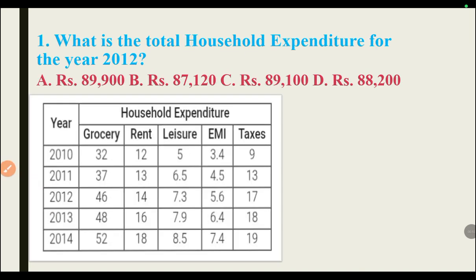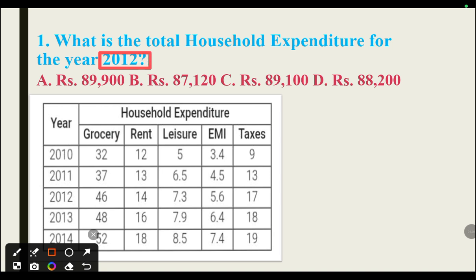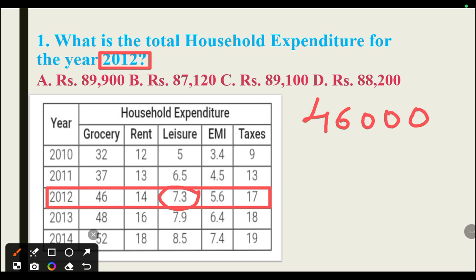Here is the first question. What is the total household expenditure for the year 2012? So they are asking especially for the year 2012. If you can see here, this entire 2012 row you have to add to get your answer. But you can ask me a question: why is this 7.3, how do we have to convert? First of all, this is 46,000, you can write here as 46,000, because as mentioned previously, these are all in terms of thousands.